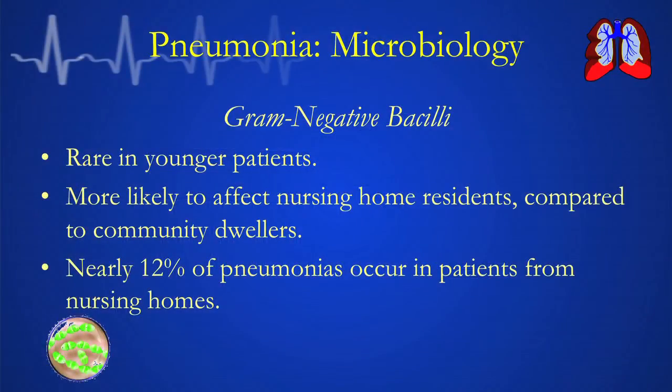During the flu season, when you have these patients that get better for a couple days and then come back worse, don't blame it on the flu again. That's probably their Staph aureus pneumonia. And it's important with Staph aureus because that's when you have to add your Vanco or your Zyvox to your antibiotic repertoire. Gram-negative bacilli, rare in younger patients, more likely to affect the elderly that we're talking about, nursing home residents compared with the community. Nearly 12% of pneumonias in patients from nursing homes are gram-negative.